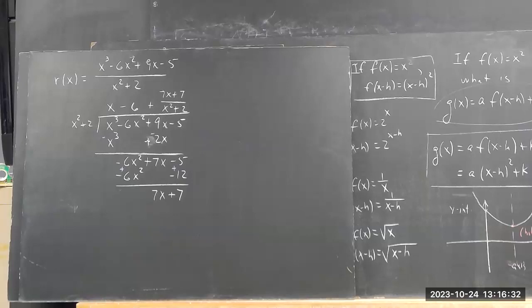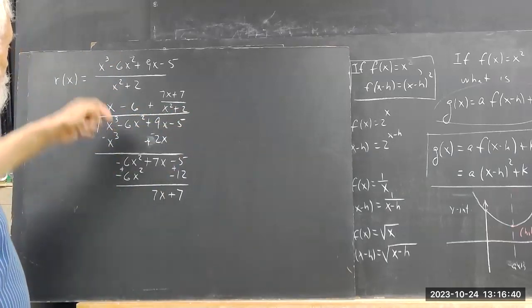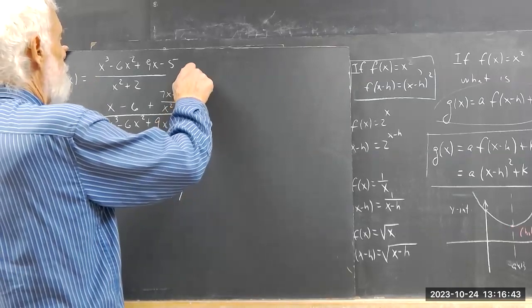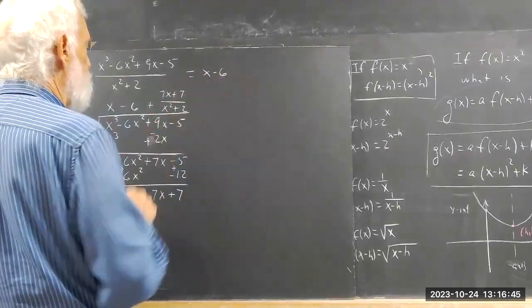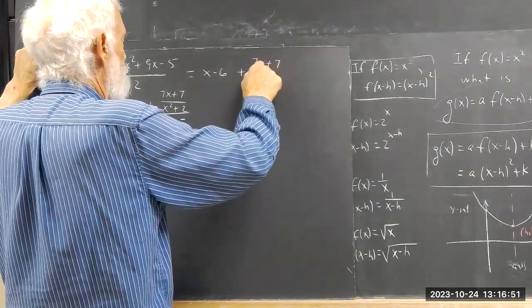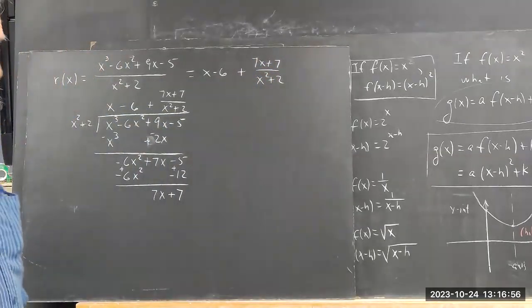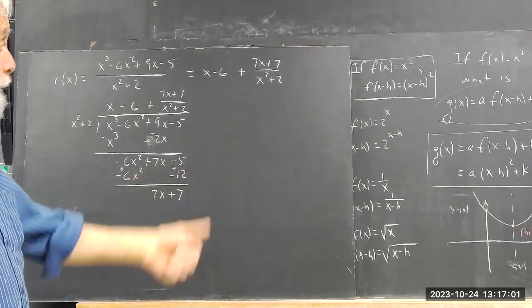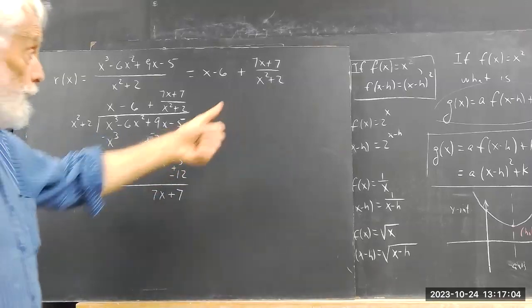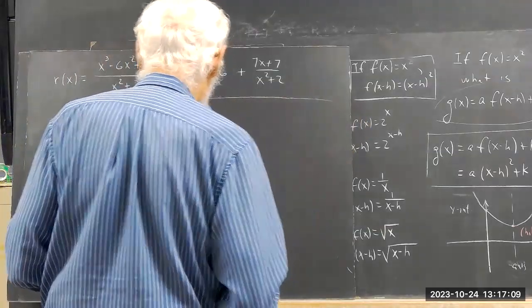So this means, since this divided by this is this, that this rational function here is equal to just plain old x minus 6 plus (7x plus 7) over (x squared plus 2). Now that's going to be important when we do rational functions. We can graph this without having to graph all the rest of what we need to know about rational functions.